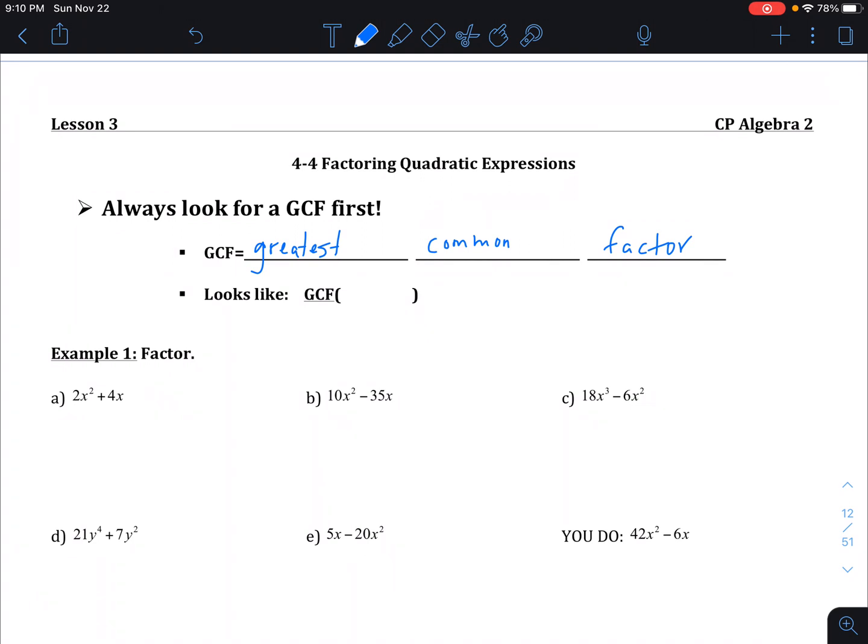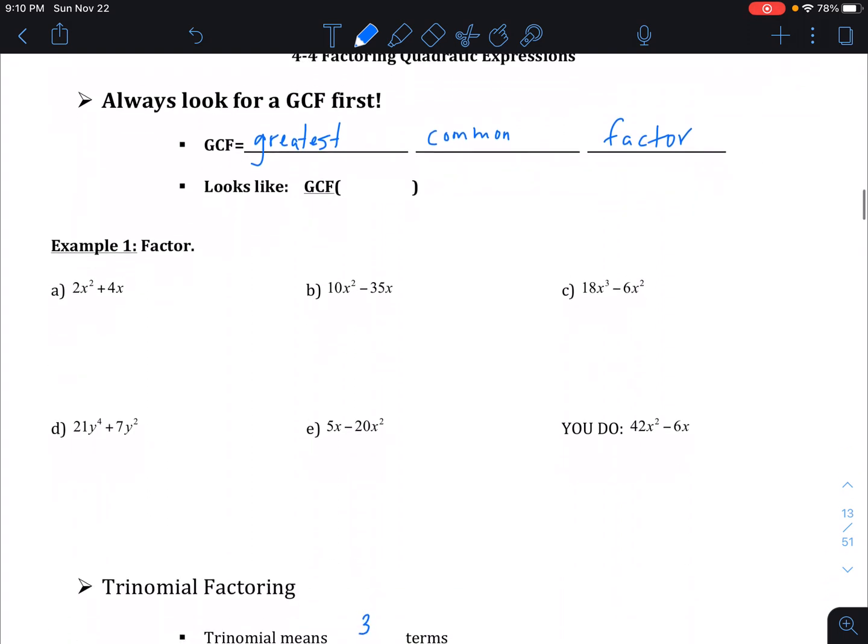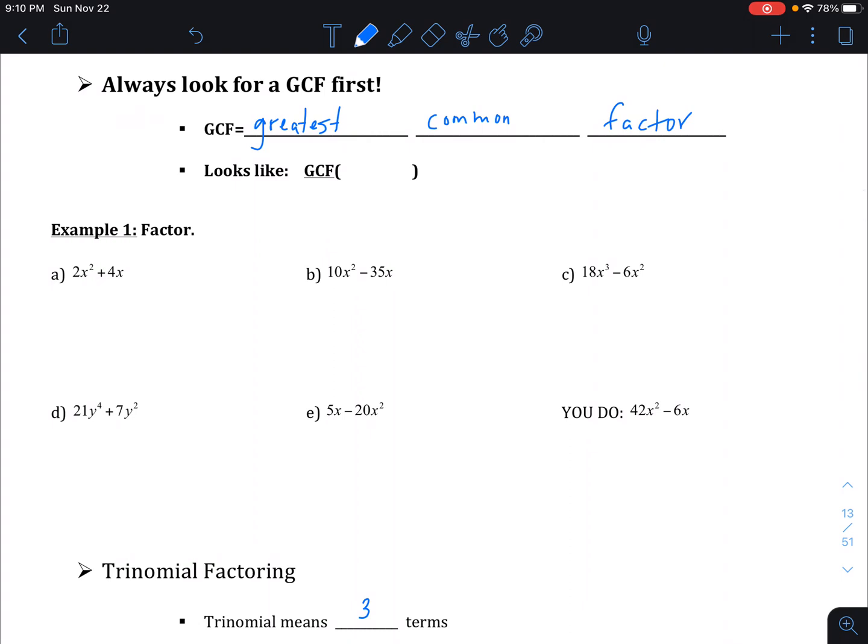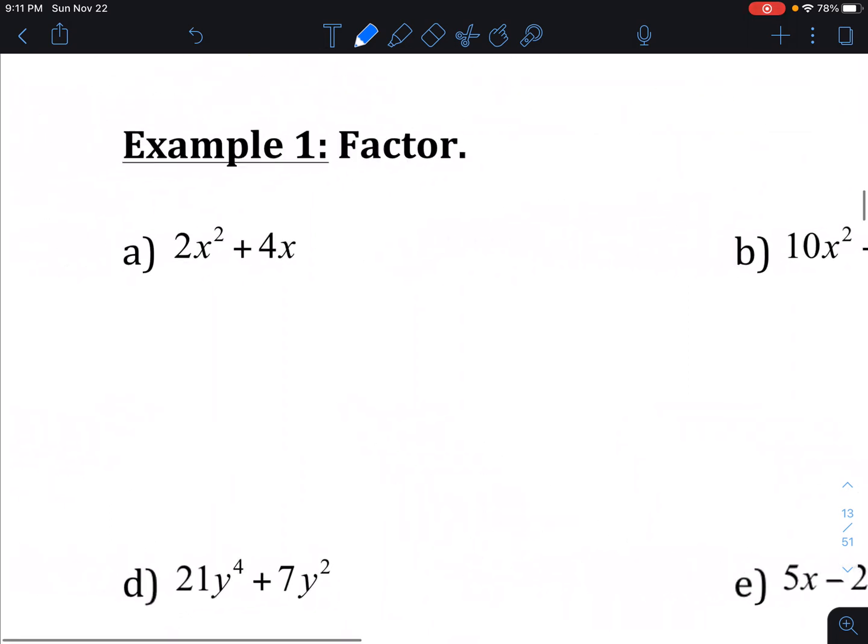So let's refresh on factoring quadratics. Always remember, always look for GCF first. GCF is greatest common factor. When you are dealing with a GCF, what it will look like in your answer after it's factored is your GCF will be outside of the parentheses, and then you divide to see what's left over inside the one set of parentheses. So let's do some GCF.